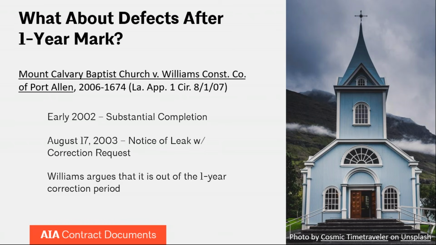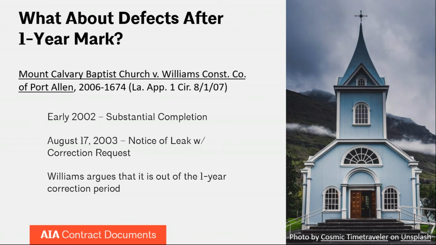So here we are, clearly 1 year after substantial completion. We are now entirely out of that 1 year correction period. So what are the contractor's obligations at this point? The contractor, Williams, argued that it's out of the 1 year correction period, and they even furthered the argument that at this point they don't have to do anything and that they are off the hook for the leaks that were plaguing this church. And in some ways, they're right. In some ways, Williams was wrong.